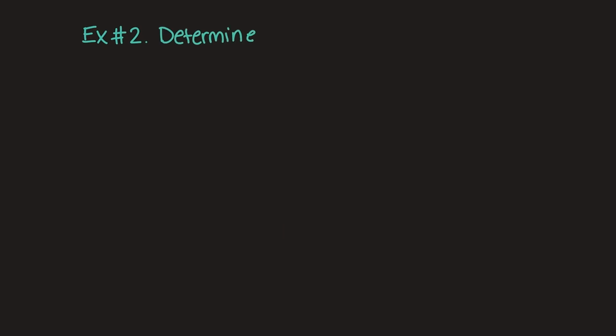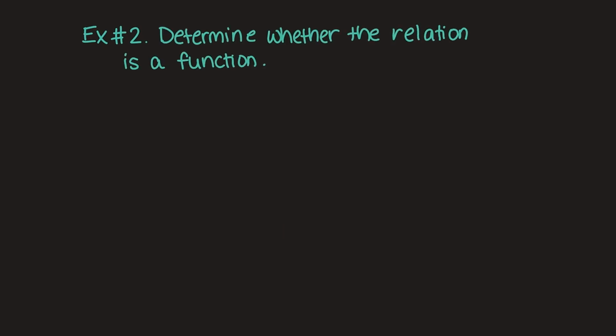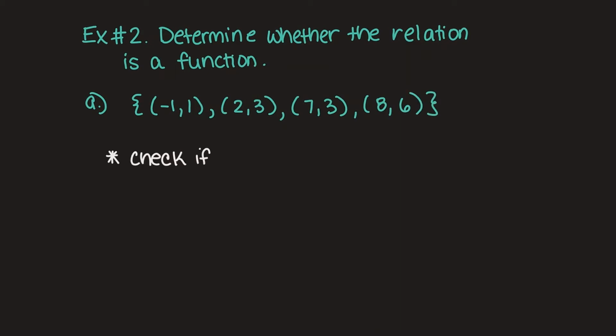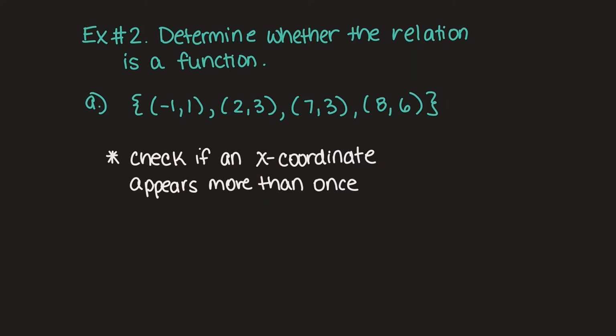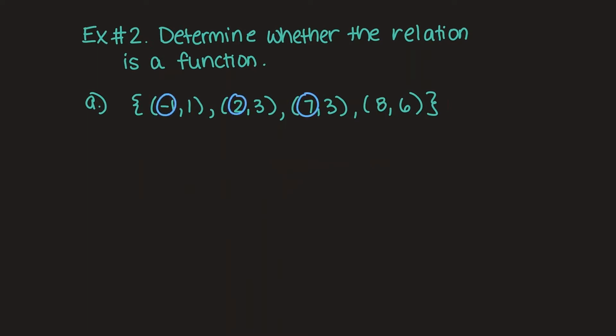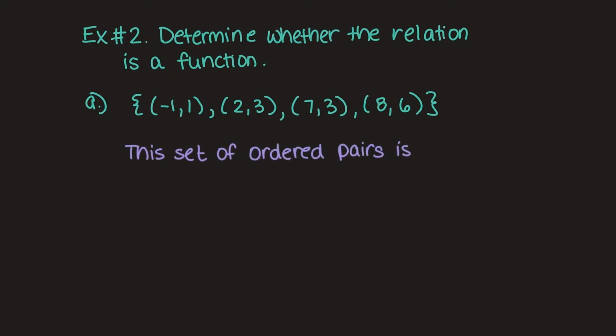So for this example, let's determine whether the relation is a function or not. First, we should check if an x-coordinate appears more than once, and if so, they should have the same y-coordinate in order to be a function. It looks like we don't have any x values that repeat, so we won't need to investigate the y value. This set of ordered pairs is a function.